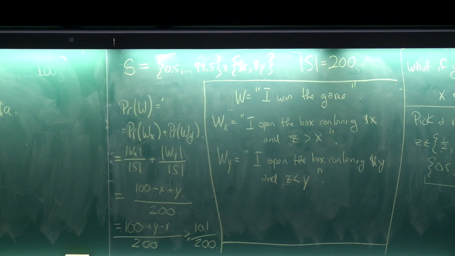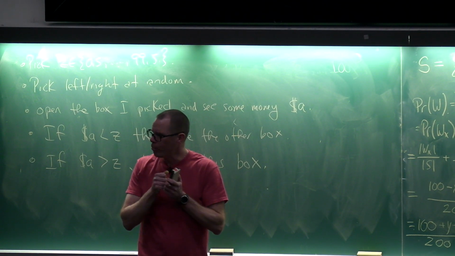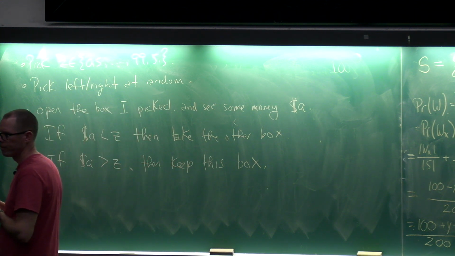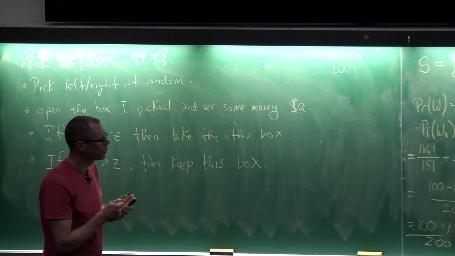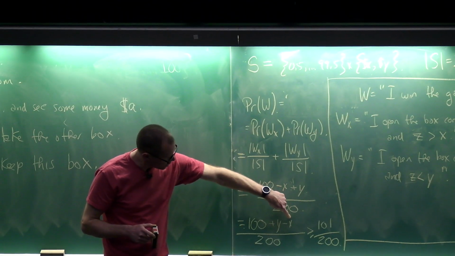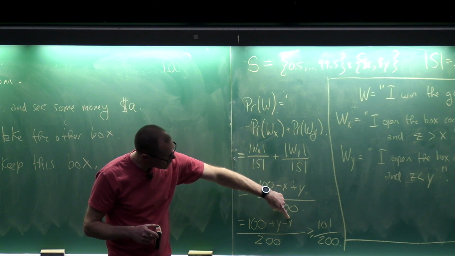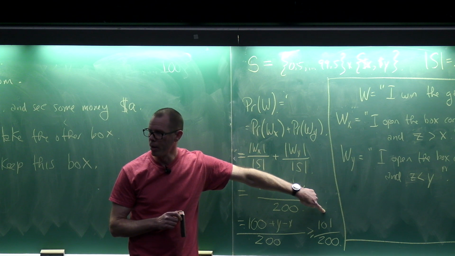So even if I play a mind game with you where I put $54 in one box and 55 in the other, you still have a better than 50% chance of winning. Yep. Where did the 100 come from? 101 is 100 plus y minus x, and y minus x is bigger than or equal to 1, so that means that this is bigger than or equal to 101.